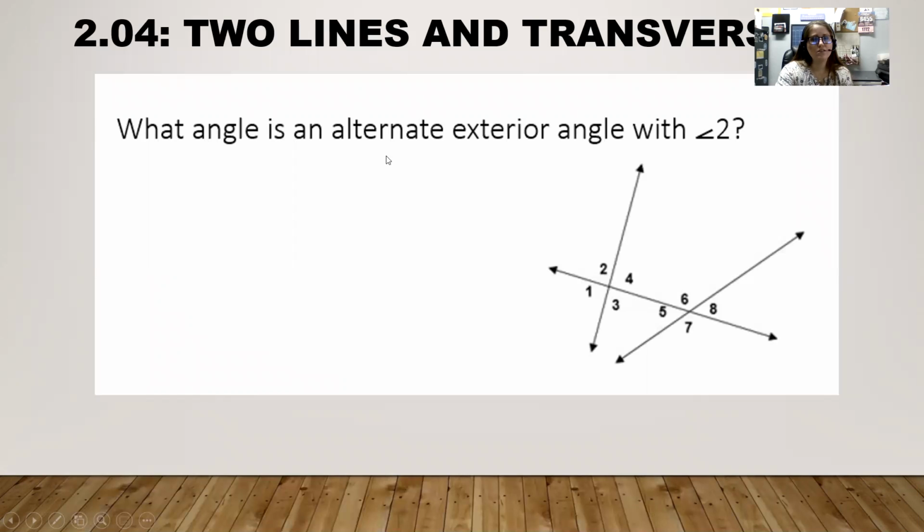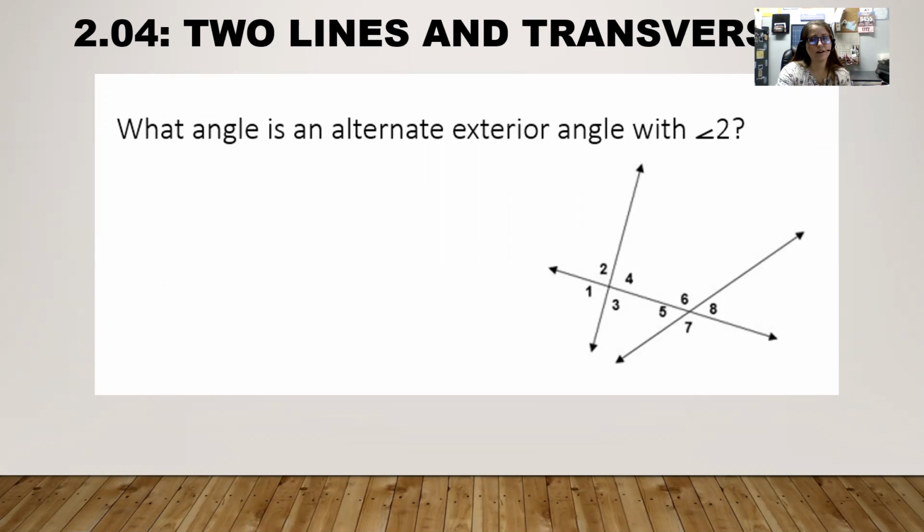What angle is an alternate exterior angle with angle 2? I'll give you guys a couple seconds to take a look at this one, see if you can figure it out, and use the wording of this to help you answer this question. If they're alternate angles, they have to be opposite. So one has to be on one side of the transversal and one has to be on the other. And if they're exterior angles, they both need to be on the outside of those two lines. So if we find angle 2, we want to find its alternate exterior angle. Okay.